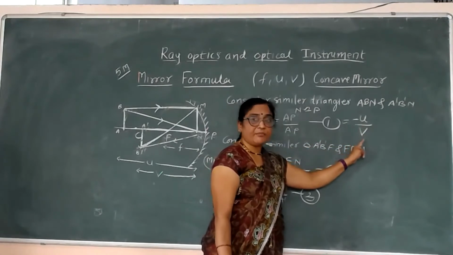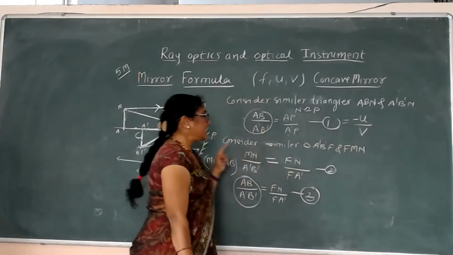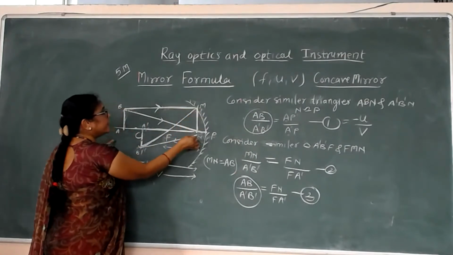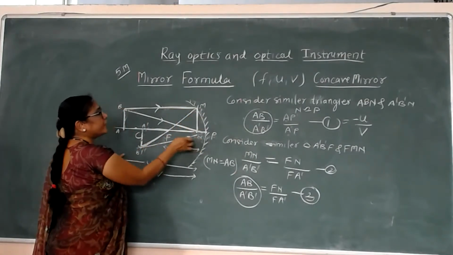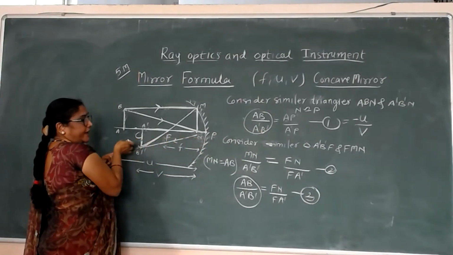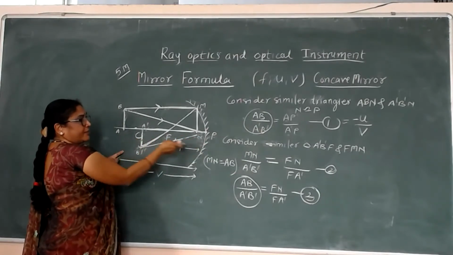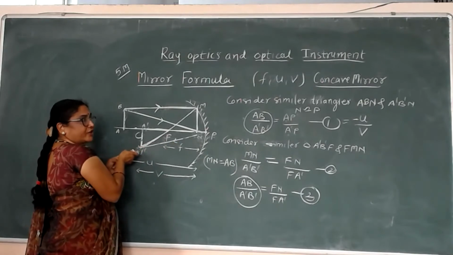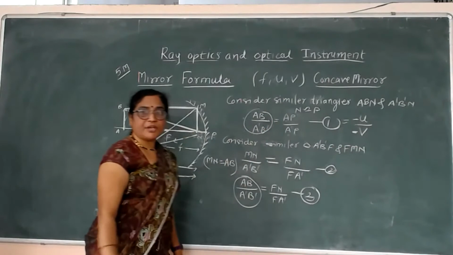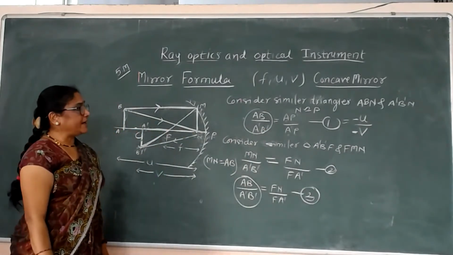At the same time, what about the image distance? See the figure. The incident ray is in this direction, and the distance of an image is also taken from the pole. This distance is measured from the pole to A dash, that is P to A dash. We measure in the opposite direction, so the image distance is also taken to be minus.